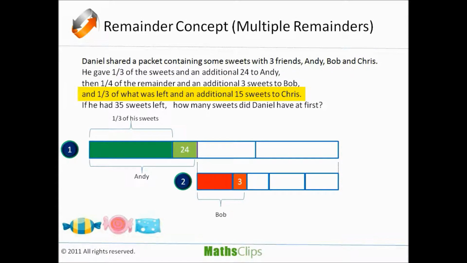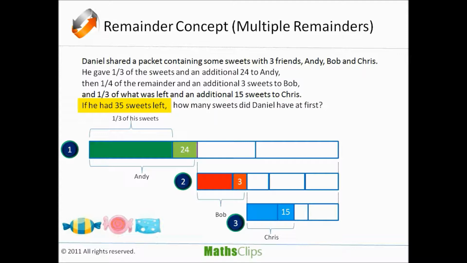The next one is 1/3 of what was left and an additional 15 sweets to Chris. So again, we mark where the beginning is and where the end is, and we're going to take 1/3 of what was left. So we're going to break that into 3 parts and an additional 15 sweets and mark that for Chris. So if he had 35 sweets left, that means the remaining here would be for Daniel, a total of 35. And the question is, how many sweets did Daniel have at first?